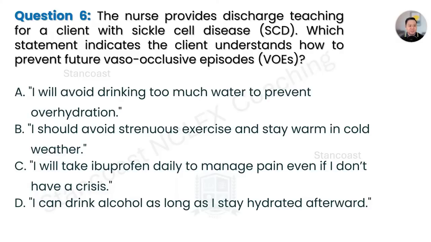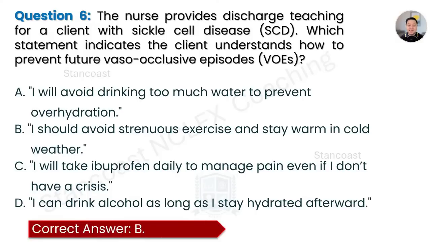The nurse provides discharge teaching for a client with sickle cell disease. Which statement indicates the client understands how to prevent future vaso-occlusive episodes, or VOEs? A. I will avoid drinking too much water to prevent overhydration. B. I should avoid strenuous exercise and stay warm in cold weather. C. I will take ibuprofen daily to manage pain even if I don't have a crisis. And D. I can drink alcohol as long as I stay hydrated afterward.